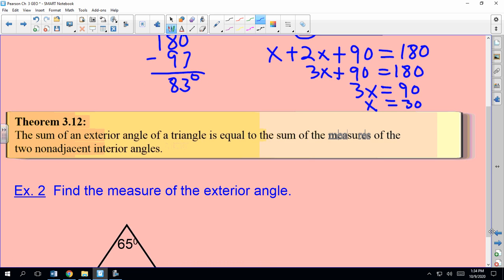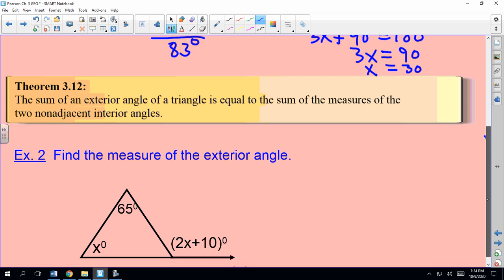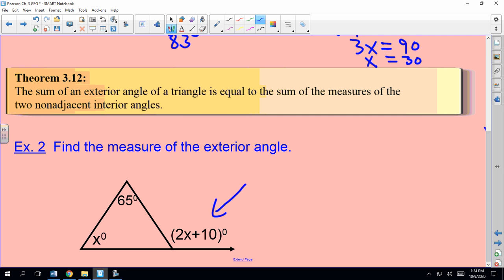All right, the second theorem for this unit is the exterior angle theorem. I'm going to show you what an exterior angle is. This is an exterior angle. It's outside of the triangle. And it actually is equal to the sum of the two non-adjacent. Adjacent means not right next to. It's not this one, not that one. So non-adjacent. So it's equal to the sum of the two non-adjacent angles. So we're going to use that theorem to set up and solve an algebra equation.